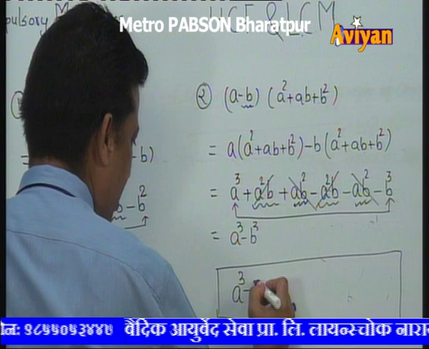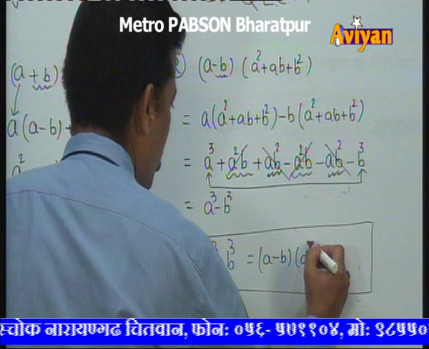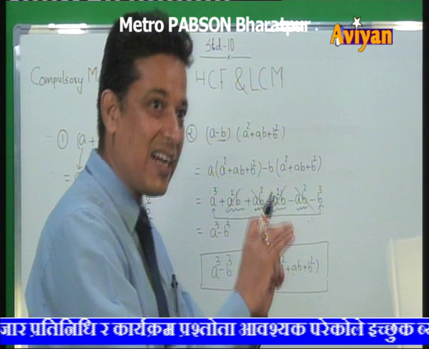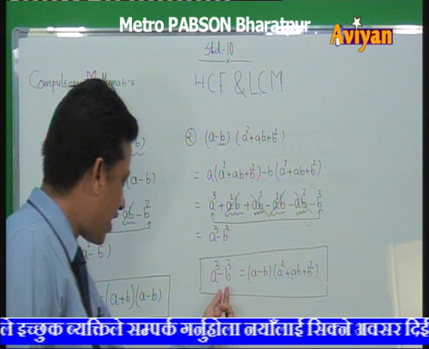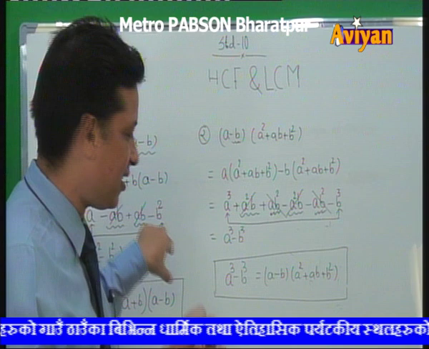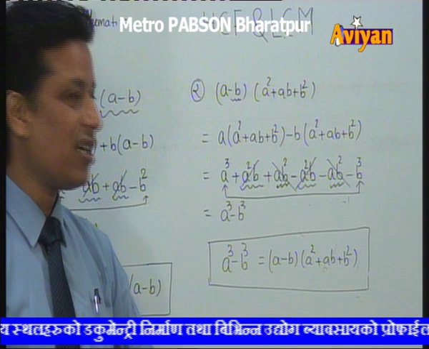See, a cube minus b cube is equal to (a minus b)(a square plus ab plus b square). So, this is the second formula. You might have known it, and you have got the relation between factorization and multiplication. If you factorize the product, you get these two factors. If you multiply these two factors, you get the product as a cube minus b cube. Here, in one way, we have proved that a cube minus b cube is equal to (a minus b)(a square plus ab plus b square).